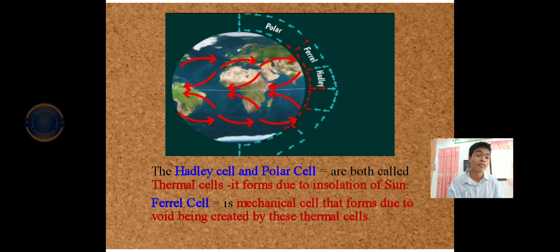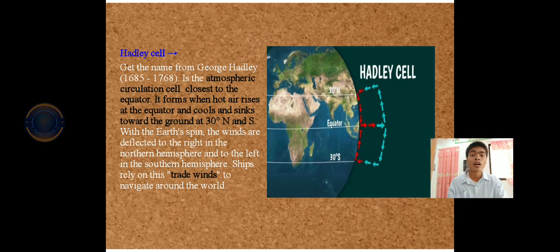They have mostly the same movement of the air. Then the Ferrel cell is a mechanical cell that forms due to the void being created by these thermal cells. The Ferrel cell is between the polar cell and the Hadley cell. Look at the illustration, as it is very clear, the arrows there show the movement of the air current.